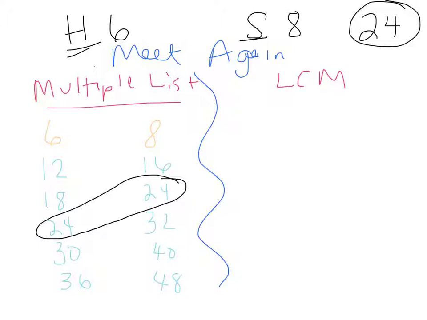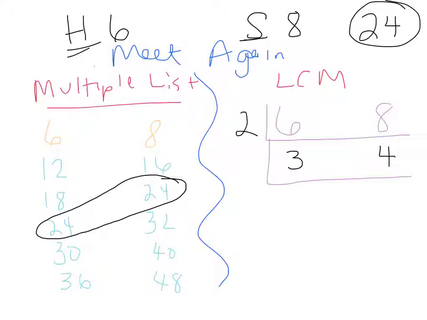Some other kids really like doing this instead, where they say that they know they're looking for when they meet, so they're going to look at the LCM. They do upside down division again, and they do 2, because they're both even, and they're left with a 3 and a 4. The only number that goes into both of those is 1, so they're left with a 3 and a 4.